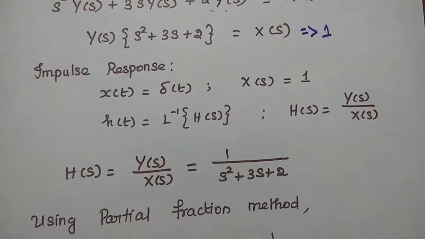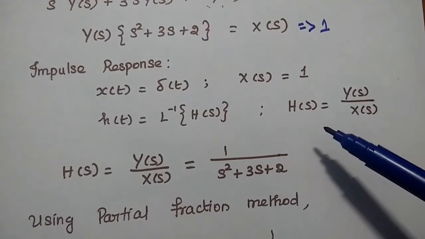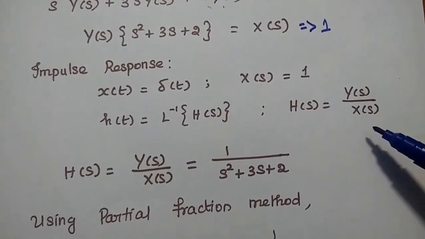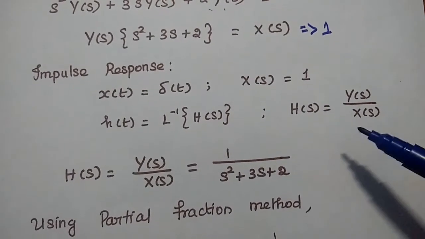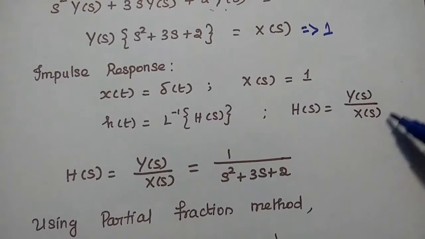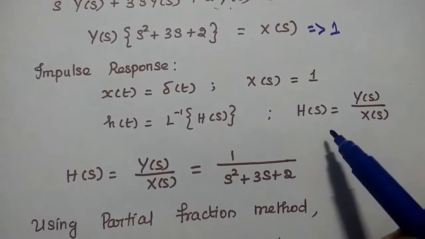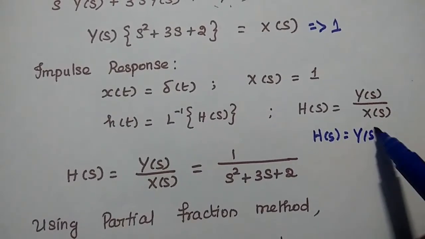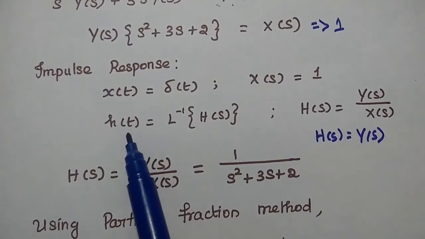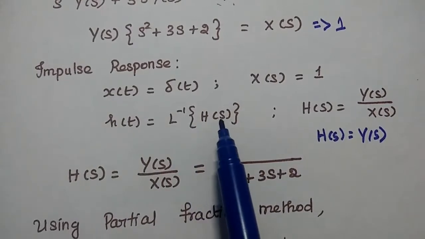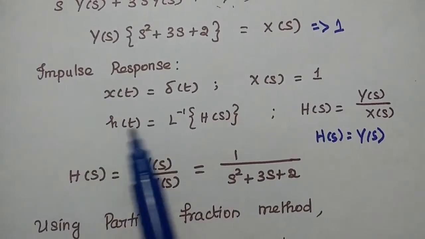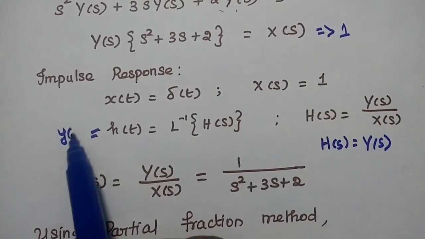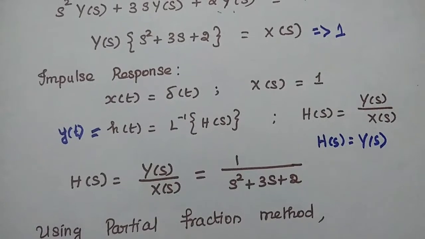As we know, the transfer function of the system is given as H of s equal to Y of s by X of s. For this impulse response, X of s is always equal to 1. So we can say H of s is equal to Y of s directly. From this we can obtain the inverse Laplace transform of H of s, which is h of t, which is also equal to the output of the system y of t.